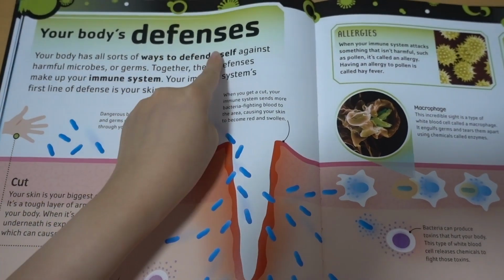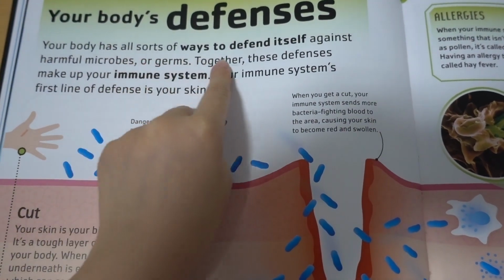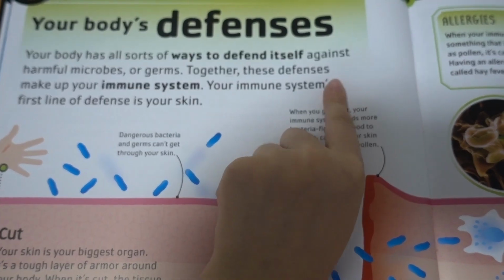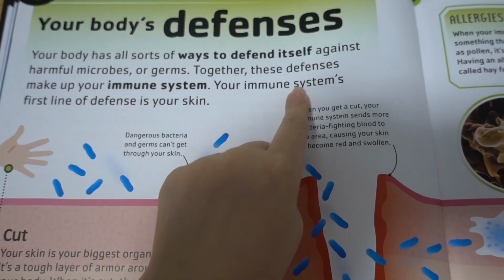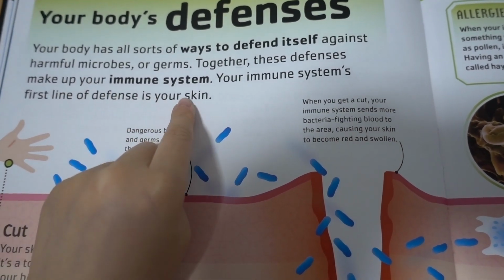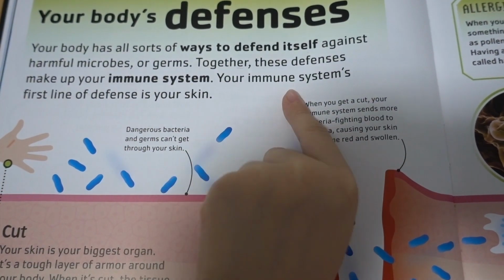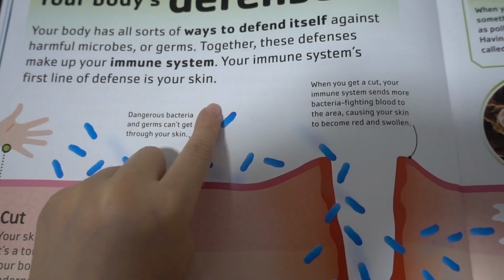Your body's defenses. Your body has all sorts of ways to defend itself against harmful microbes or germs. Together, these defenses make up your immune system. Your immune system's first line of defense is your skin.